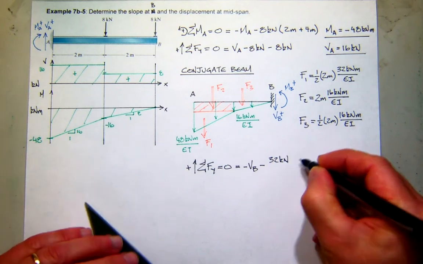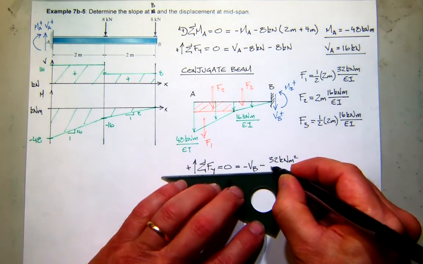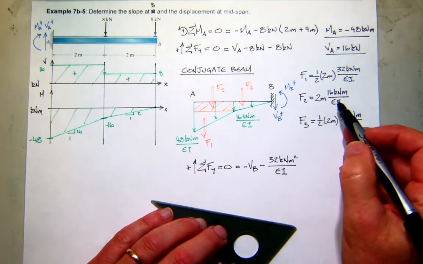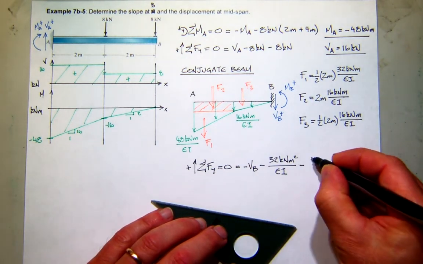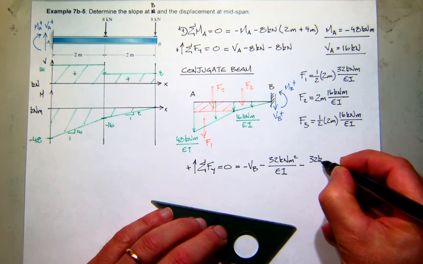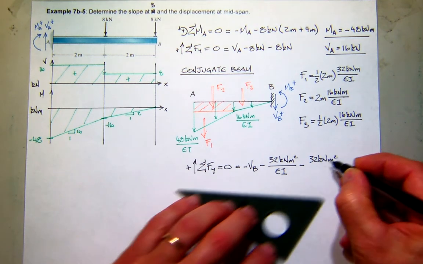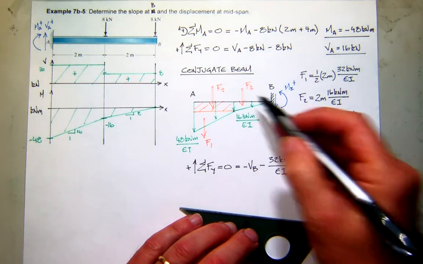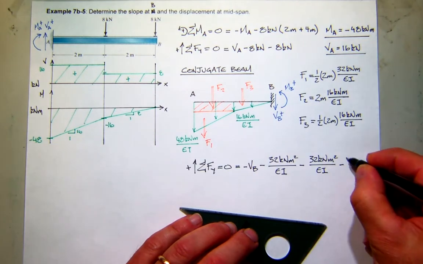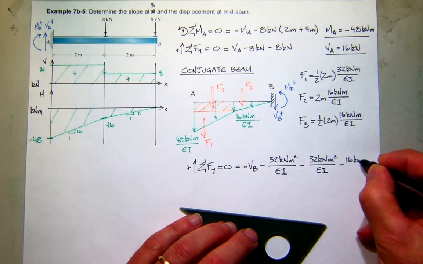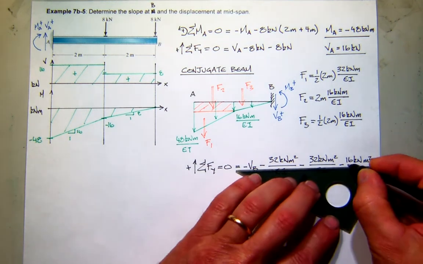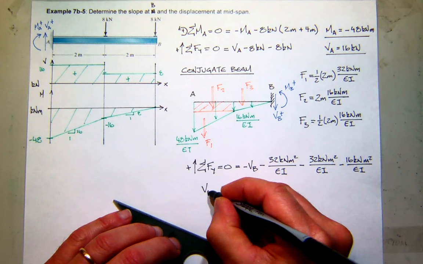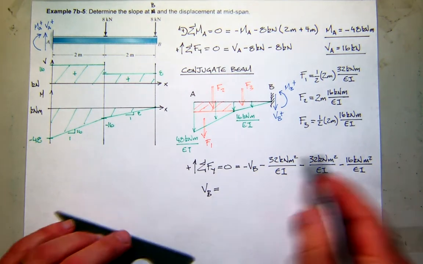32 kilonewton meters squared divided by EI, times F2, which is 32 kilonewton meters squared divided by EI, times it, plus F3, which is down, which is 16 kilonewton meters squared divided by EI. So it looks like the shear at B is equal to whatever that is.